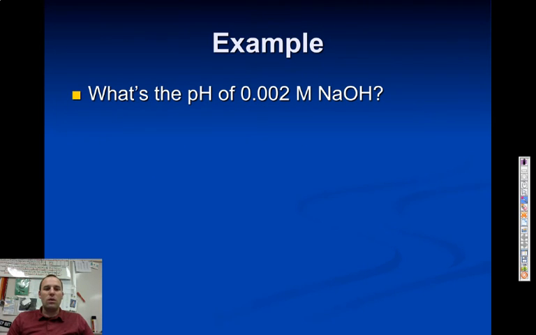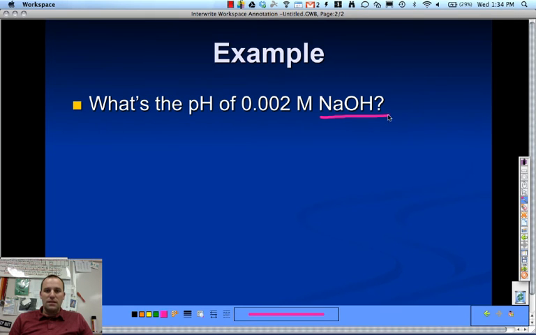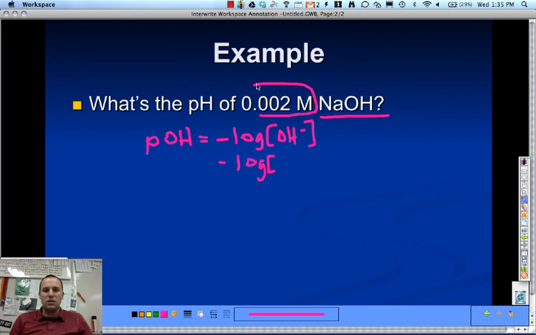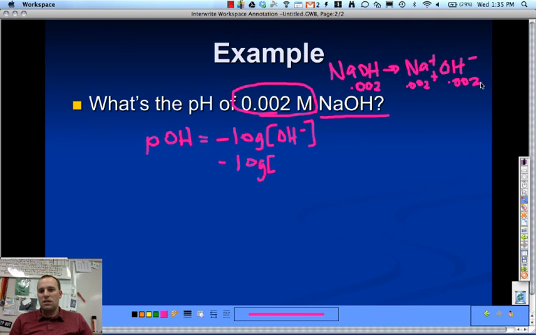So let's do an example. We want to know what is the pH of 0.002 molar sodium hydroxide. Now here's where the little trick comes in. This is a base. So we can only find the pOH of a base, because the pOH is equal to the negative log of the concentration of OH minus. And in this case, the OH minus concentration is 0.002 molar, right? Because sodium hydroxide is a strong base, so it's going to break apart into these two ions. If this is 0.002, then so is this, but this is all we care about, the concentration of the hydroxide ion.